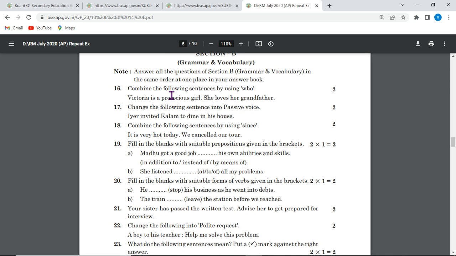So combine the following sentences by using who. Victoria, who is a precious girl, loves her grandfather. Change the following sentence into passive voice. Iyer invited Kalam to dine in his house.